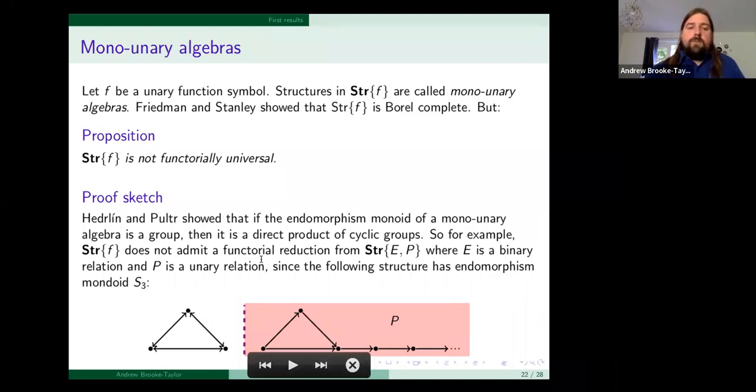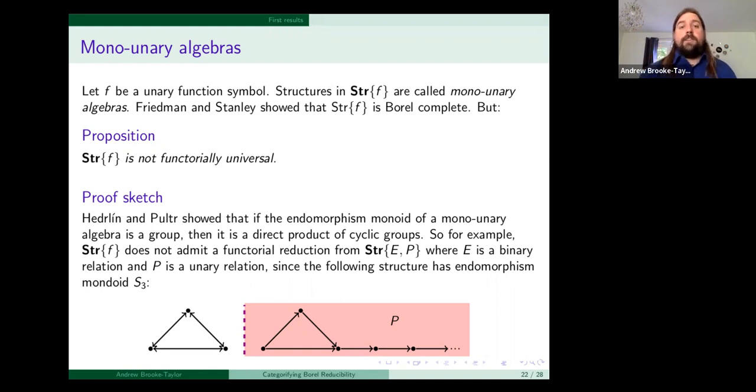because, well, how do we show that? We come up with a structure for some language with endomorphism monoid S3, a group that is not a product of cyclic groups. So here's an example. I've taken a binary relation and a unary relation, and set things up so that the endomorphism monoid of this structure for that language is precisely S3. It's a group, but it's not a product of cyclic groups. So it cannot be encoded by a mono-unary algebra respecting the endomorphism monoid.